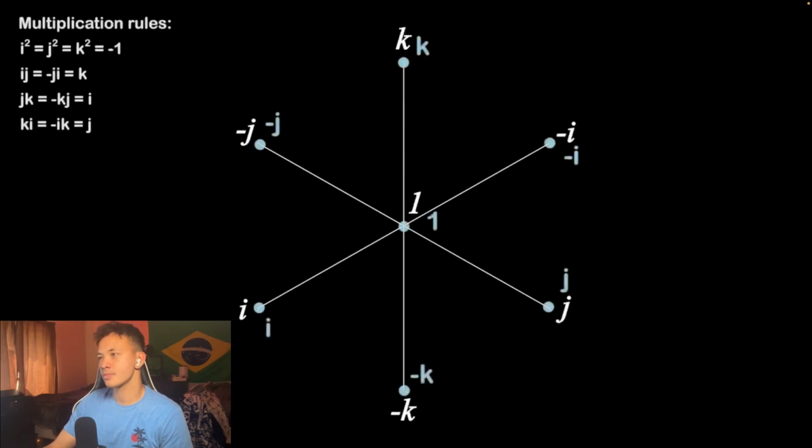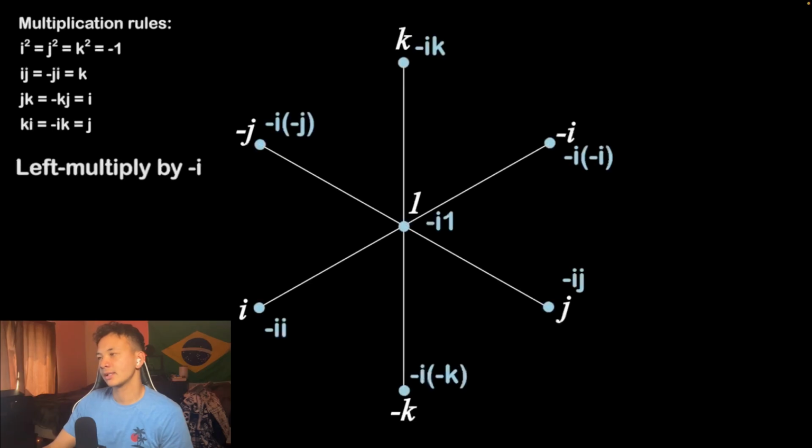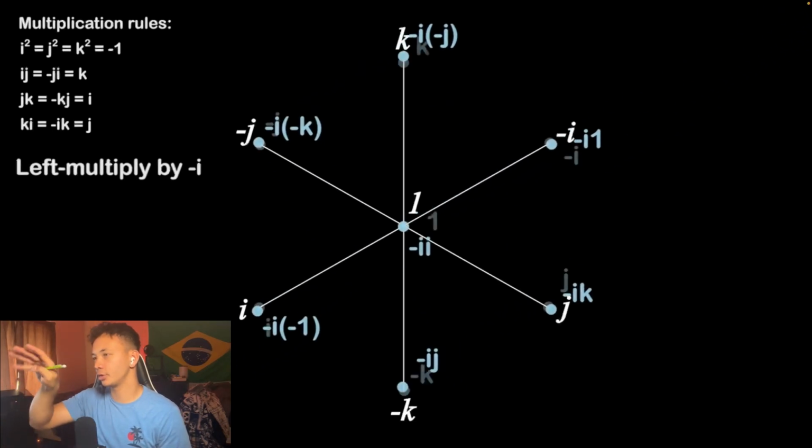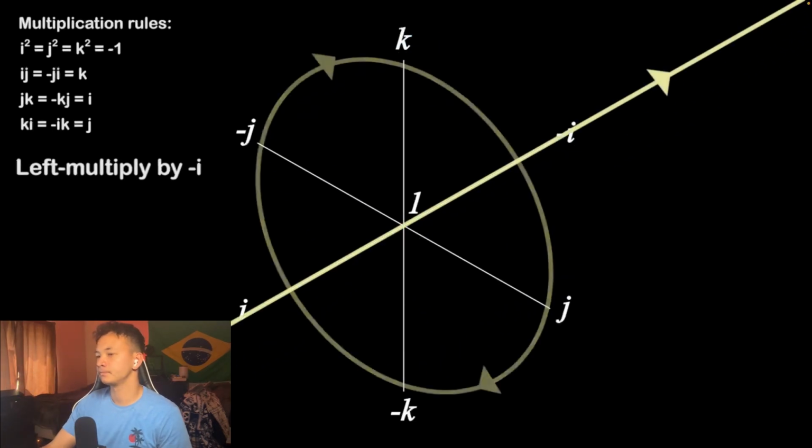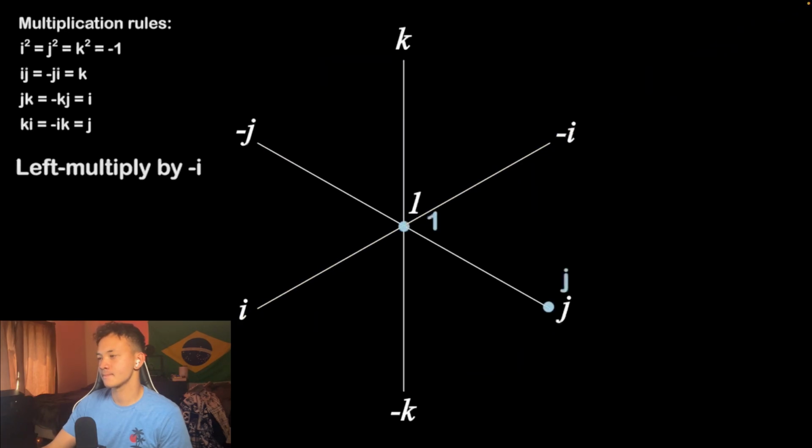Now, let's see what happens when we left multiply by minus I. It should go backwards and rotate clockwise. That's not too surprising. It just rotates the same two circles in the opposite direction than positive I did. Again, focusing on 1 and J, we see that 1 gets mapped to minus I and J gets mapped to minus K.